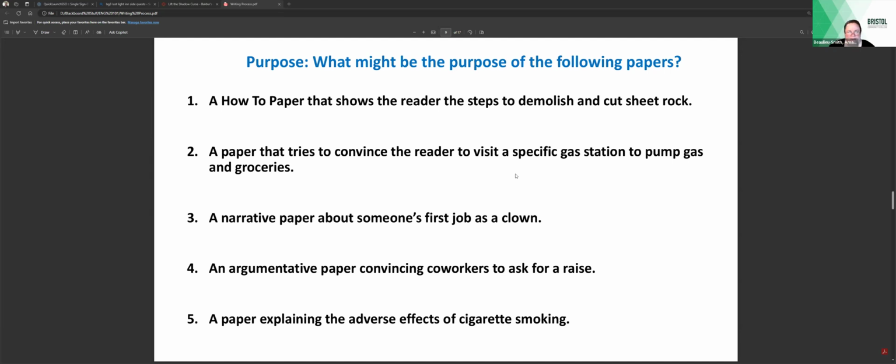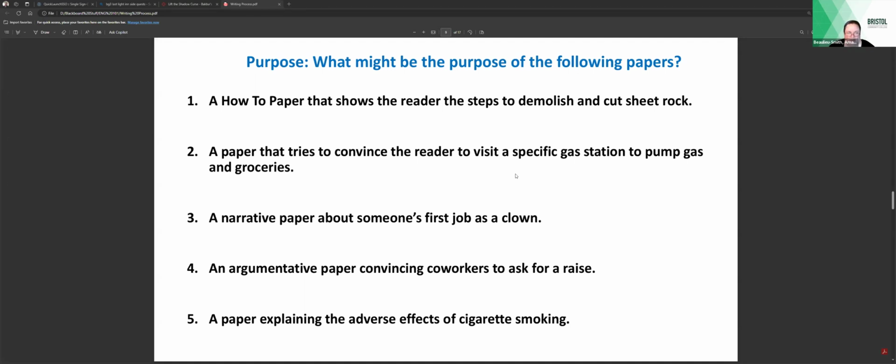Number 2. A paper that tries to convince the reader to visit a specific gas station to pump gas and get groceries. This is persuade. It's trying to persuade the reader to go to a specific gas station.